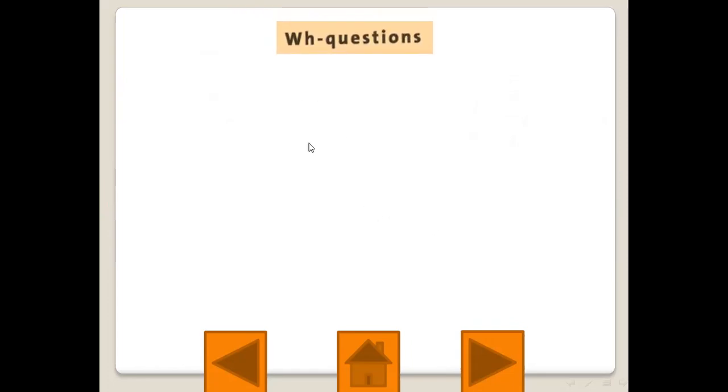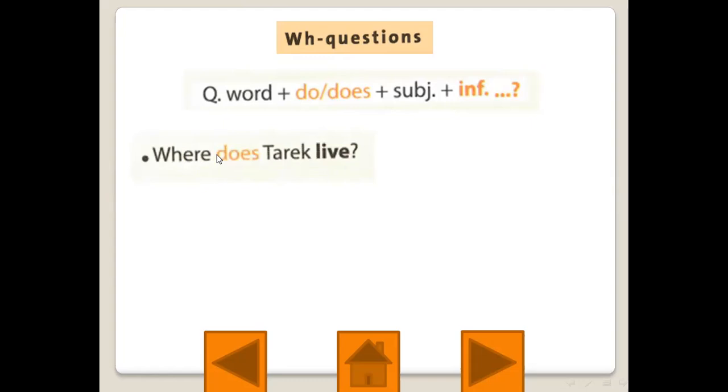Let's talk about WH questions. The sentence will begin with a question word plus do or does plus subject pronoun plus infinitive. Look at this example. Where does Tariq live? Here, where is a question word, followed by does because the subject is Tariq, and I can write he instead of Tariq. So we can say, where does he live? And after that, the infinitive, the verb live.